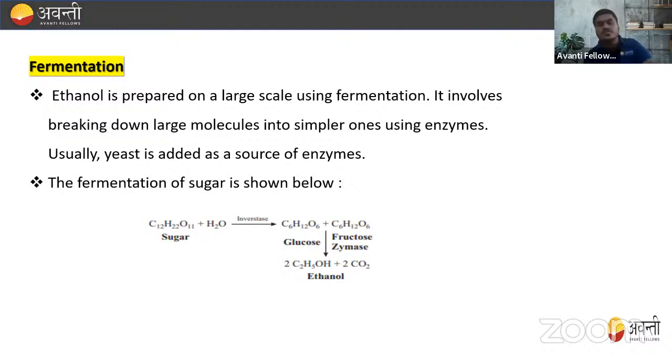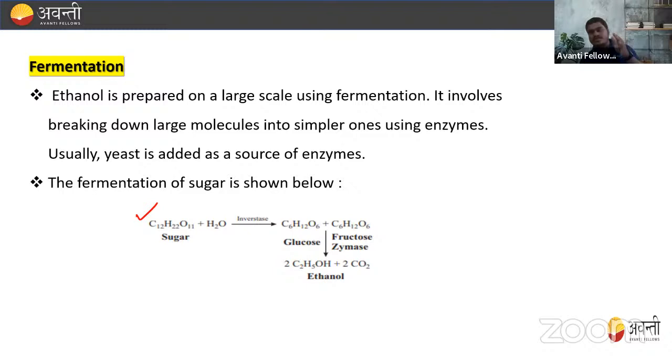Now, the fermentation of sugar is shown below. We have a sugar. Hydrolysis of sugar takes place in the presence of an enzyme called invertase. In the presence of the enzyme, this breaks into glucose and fructose. Again, this glucose and fructose is broken down with the help of the enzyme called zymase to form ethanol and CO2. So this is called fermentation.